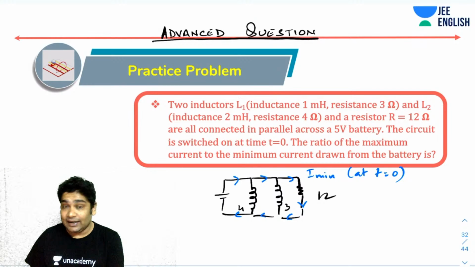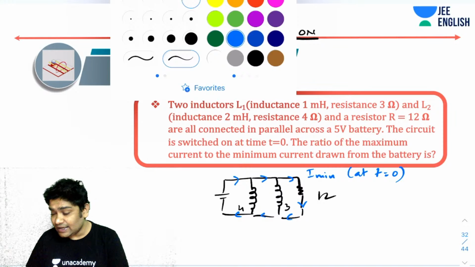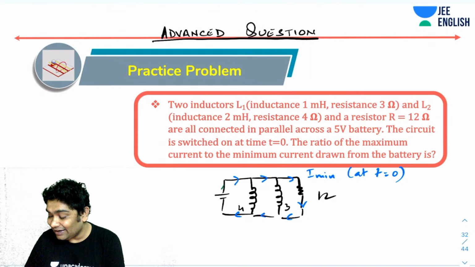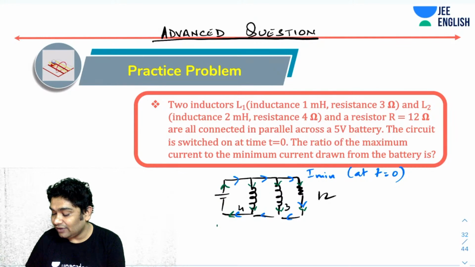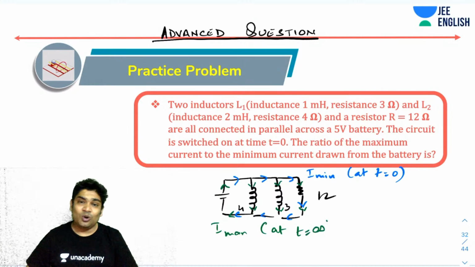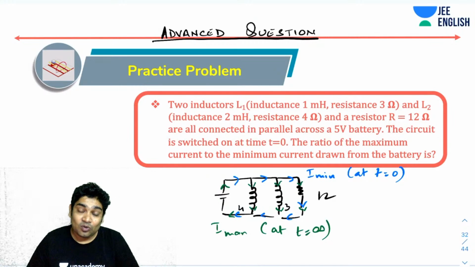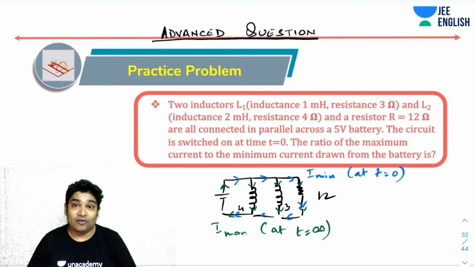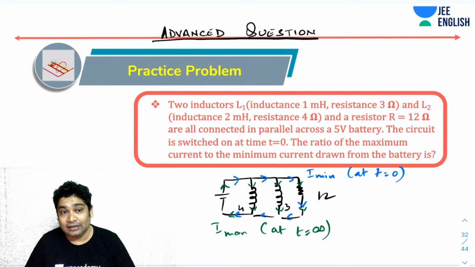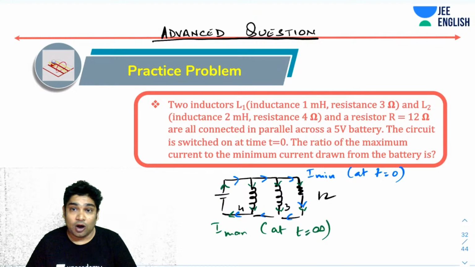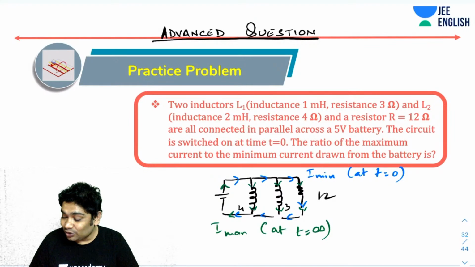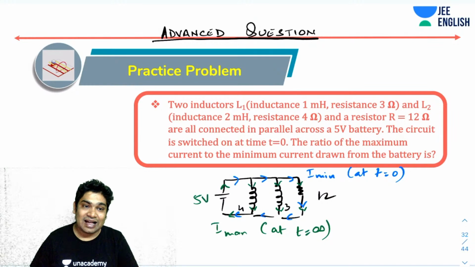Next, at steady state, all these inductors will simply behave as resistors. So then you would have current flowing through all three, and here you would have I max, which would be at t equals infinity. At infinity, the inductors would behave simply like resistors of 2 ohm, 3 ohm, and 4 ohm. So finally, you will have three resistances of 4, 3, and 12 ohms in parallel. In the initial condition, you have only one resistance of 12 ohms. Find the currents of the two stages, and find the ratio. This is how easy it gets.